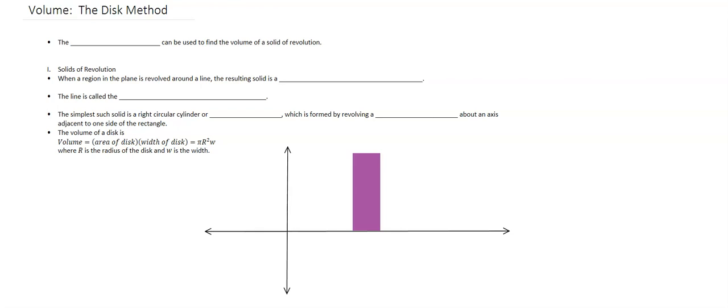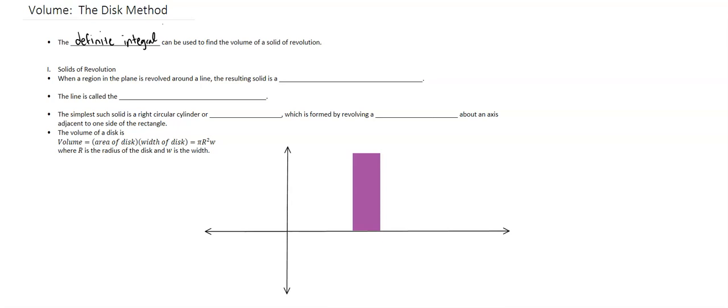Okay, in this section we're going to look at finding the volume of a solid of revolution using the disk method. So the definite integral can be used to accomplish this if we are setting it up correctly. So let's talk about what a solid of revolution is.